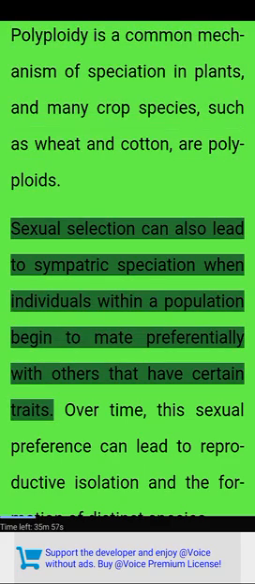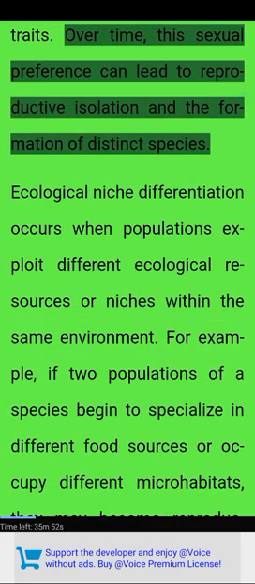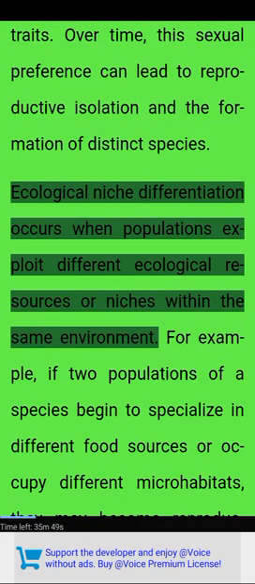Sexual selection can also lead to sympatric speciation when individuals within a population begin to mate preferentially with others that have certain traits. Over time, this sexual preference can lead to reproductive isolation and the formation of distinct species. Ecological niche differentiation occurs when populations exploit different ecological resources or niches within the same environment.